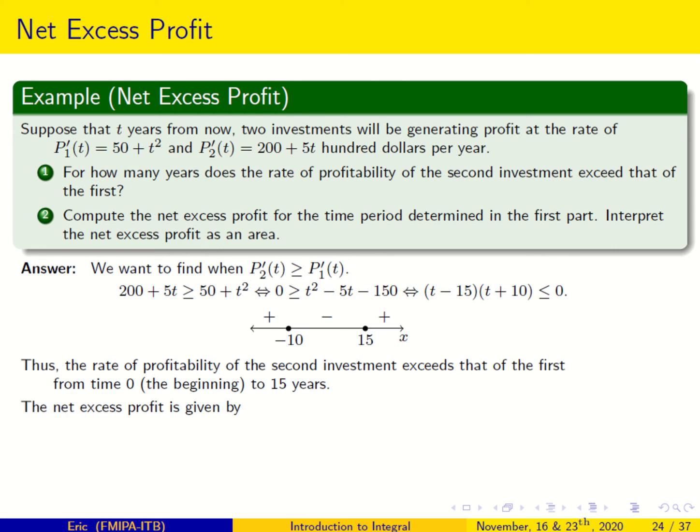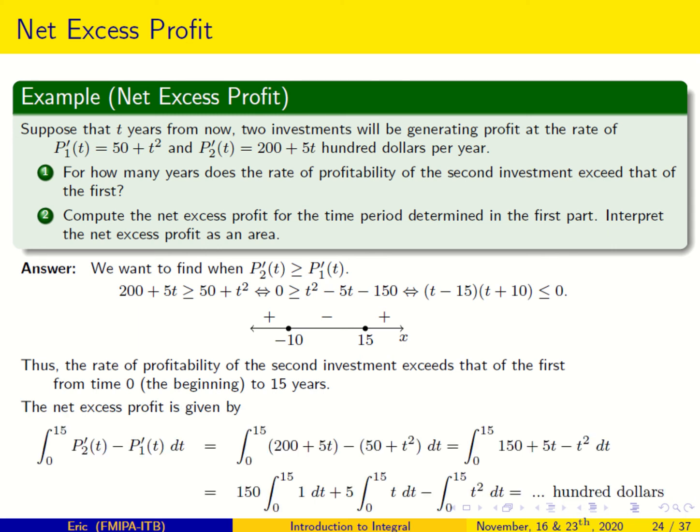So the net excess profit is given by this. I can simplify this, and the net excess profit is given by this, $100. Interpret the net excess profit as an area. So the net excess profit is the area between P2 prime t and P1 prime t from interval 0 to 15. So this is the first application.